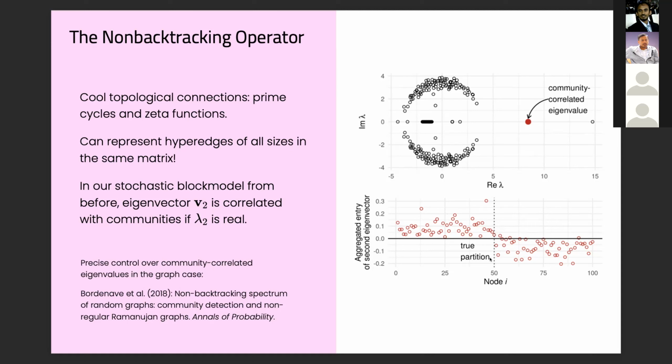So here's the true partition. All of these nodes are of one community. All of these nodes are of another. And you can see that we would be off only on very few nodes. We would have misclassified very few nodes.